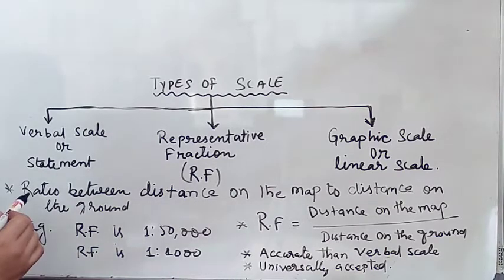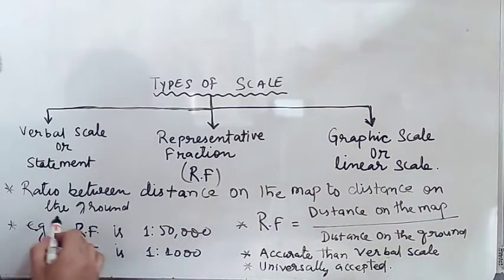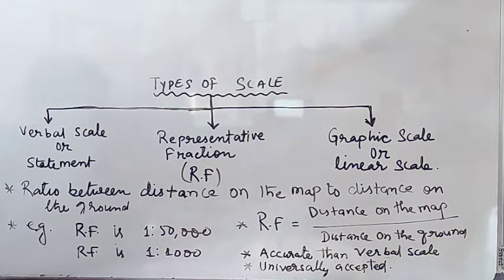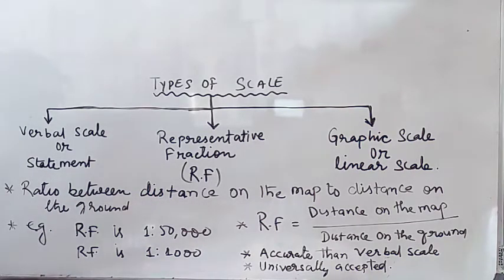Now let us discuss representative fraction, which is also called in short RF. It is the ratio between the distance on the map and the distance on the ground. So RF, representative fraction, is nothing but the ratio between the distance on the map of the particular 2 stations and the distance on the ground of those stations. That scale is called representative fraction.